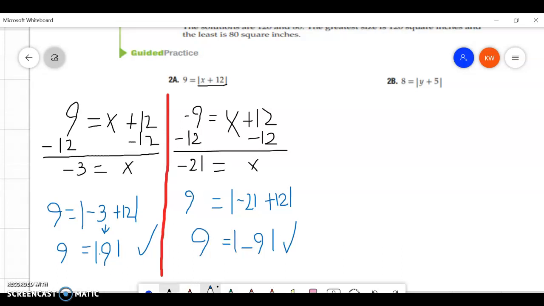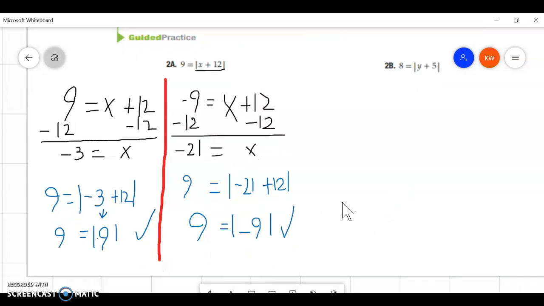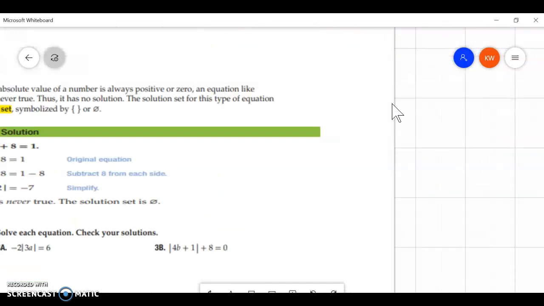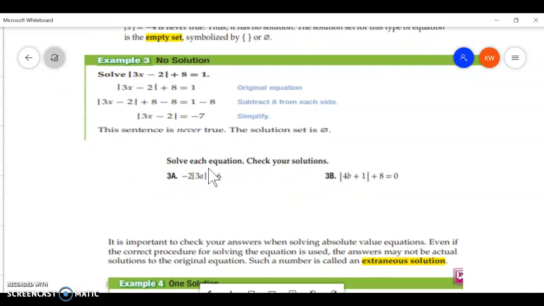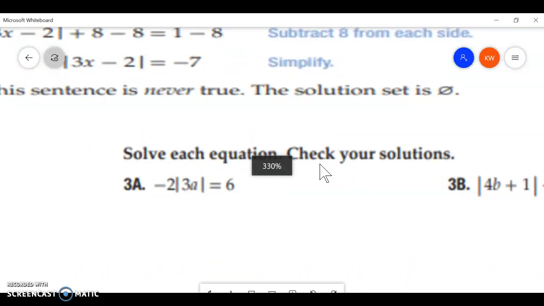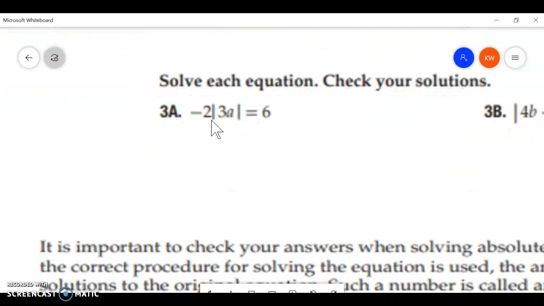All right. Next big deal, let's take a look at example 3. Now example 3 shows us that not everything that we have is going to give us an actual solution. So let's take a look at 3a. When we look at absolute values, we always get a positive answer. So if in your equation as you're going through and solving it, you get a negative answer, that means that your solution does not exist. There is no solution for it.